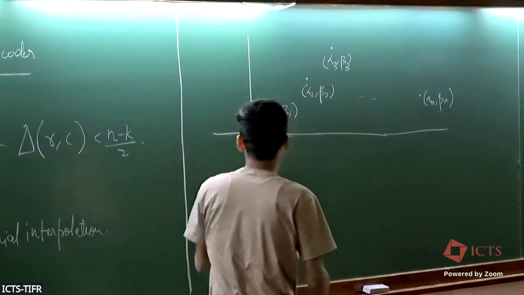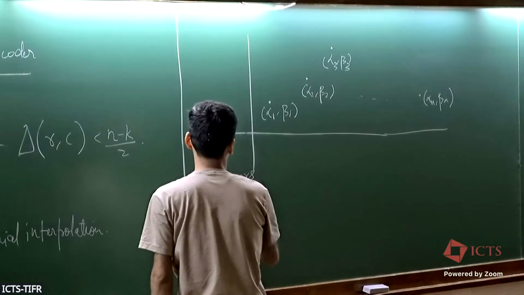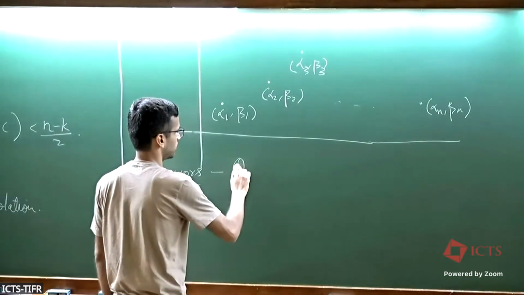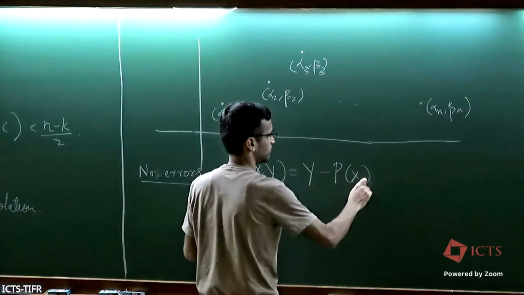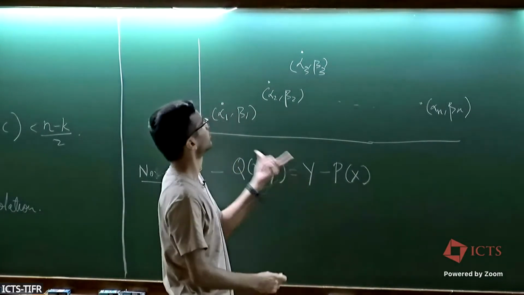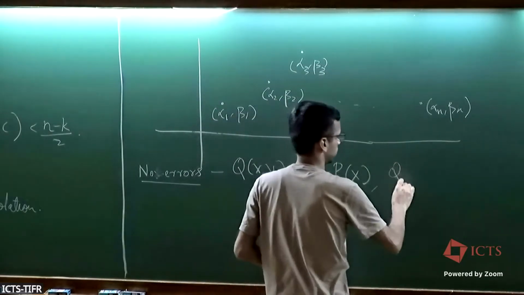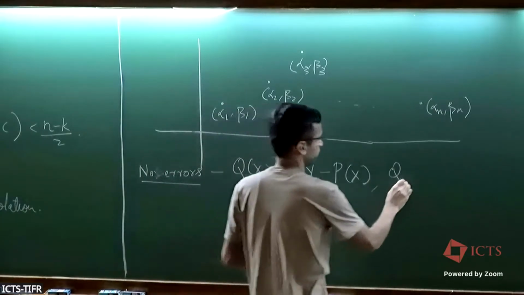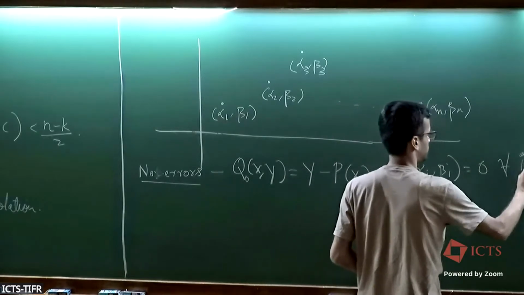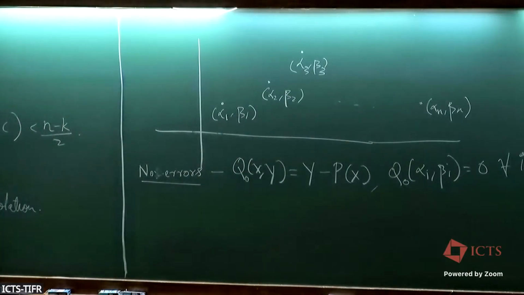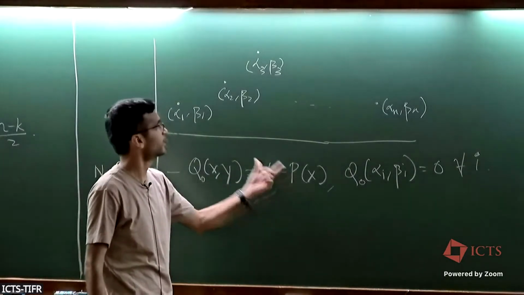So if there were no errors, in this case, if we look at the polynomial q of x y, it's a bivariate polynomial. It's just y minus p of x. If we take the polynomial y minus p of x, this polynomial vanishes on all of these points. So let's call this q naught. Q naught of alpha i comma beta i is 0 for all i.